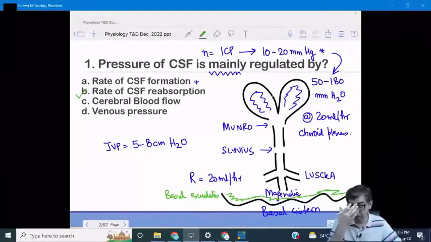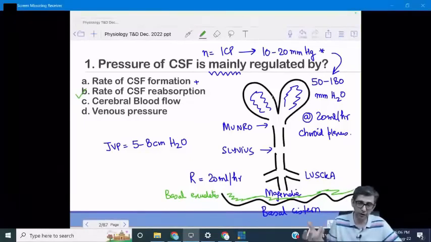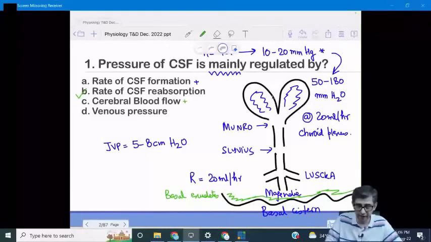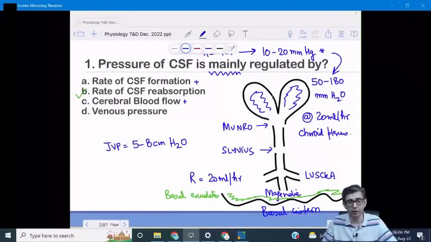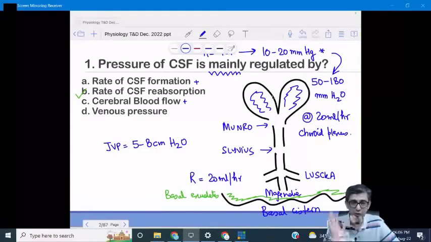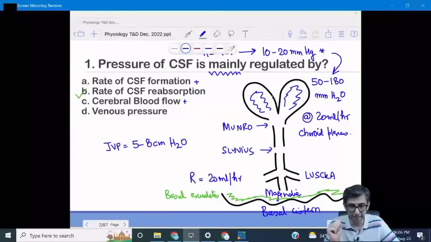Cerebral blood flow and venous pressure, they also determine the pressure of the CSF. Yes, because cerebral blood flow decides the amount of production again. Point number A and C are interrelated, in a sense that if the cerebral blood flow is more, then the rate of production will also be more. Why am I highlighting that? Because if A is not the answer, then C cannot also be the answer, because both are interrelated. Both of them are determinants that will help in production, but the question said major determinant, which would be given as option number B.